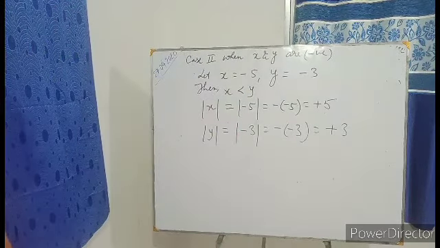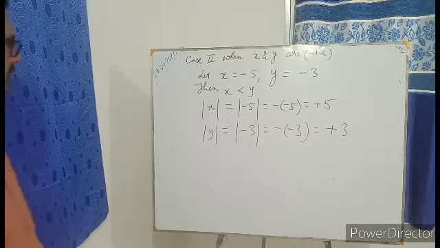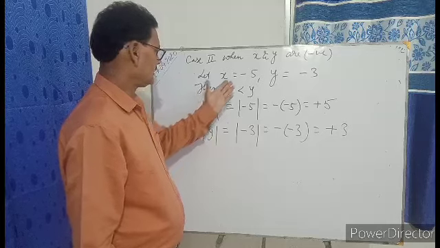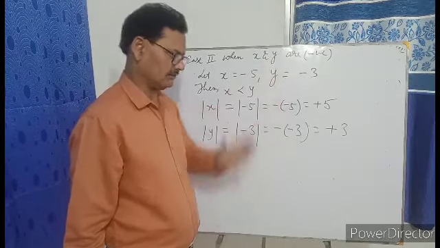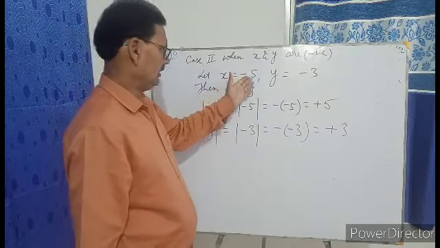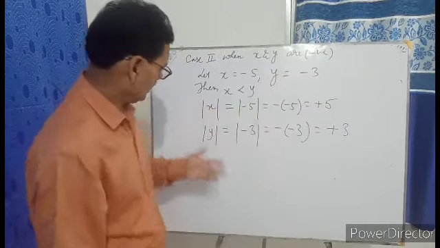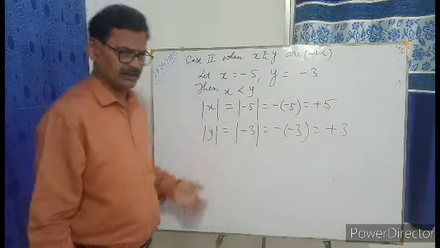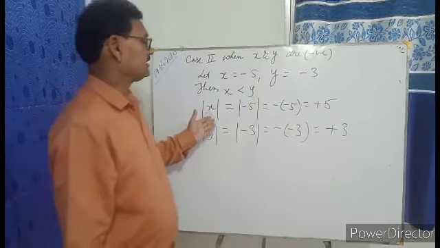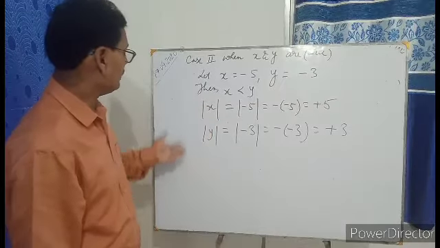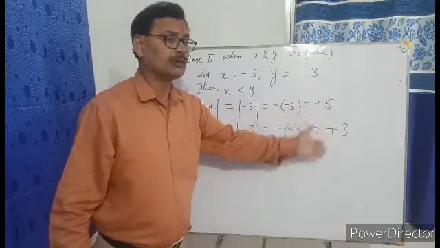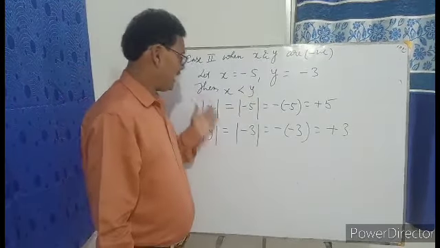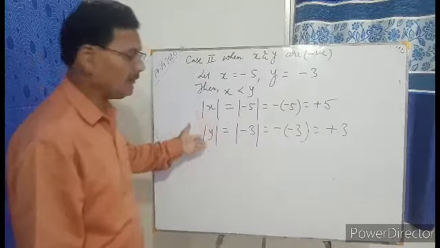Here what do you observe? Here x was smaller, y was greater. But what about the absolute value of x and y? Here the absolute value of x is +5 and the absolute value of y is +3. Now which of the two is greater? You can see by yourself. The absolute value of x is greater than the absolute value of y.